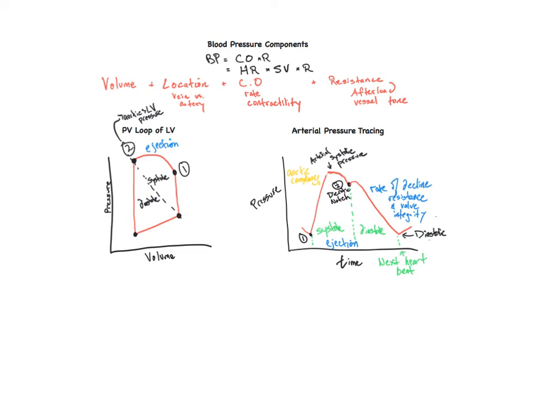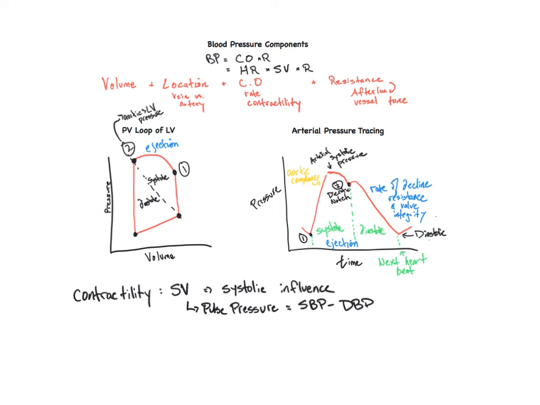Contractility is related to the stroke volume. It exerts the most influence during systole. A cheap surrogate marker for the stroke volume is the pulse pressure. And remember, pulse pressure is equal to the systolic minus the diastolic value. Dr. Luss talks about this in terms of the add-on value to the diastolic.